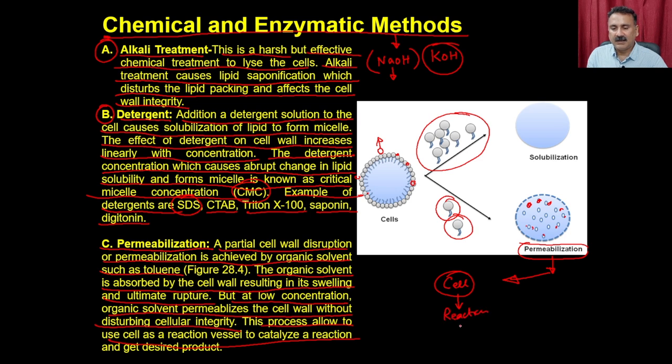So you can imagine that if I'm making it as a reaction vessel, I can use that for catalyzing the reaction, because all these tiny pores will not allow the release of the content. So all the content is there, but this cell is dead actually. And I can put, for example, if I want to convert the glucose into glucose 6-phosphate, right? I can do that because it actually has the hexokinase. So it actually can convert the glucose into glucose 6-phosphate.